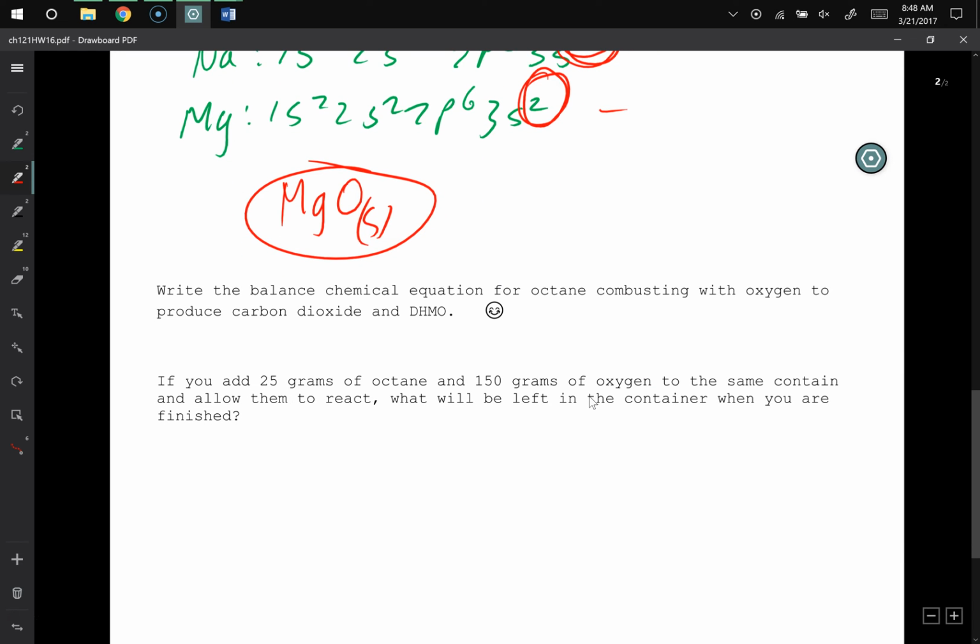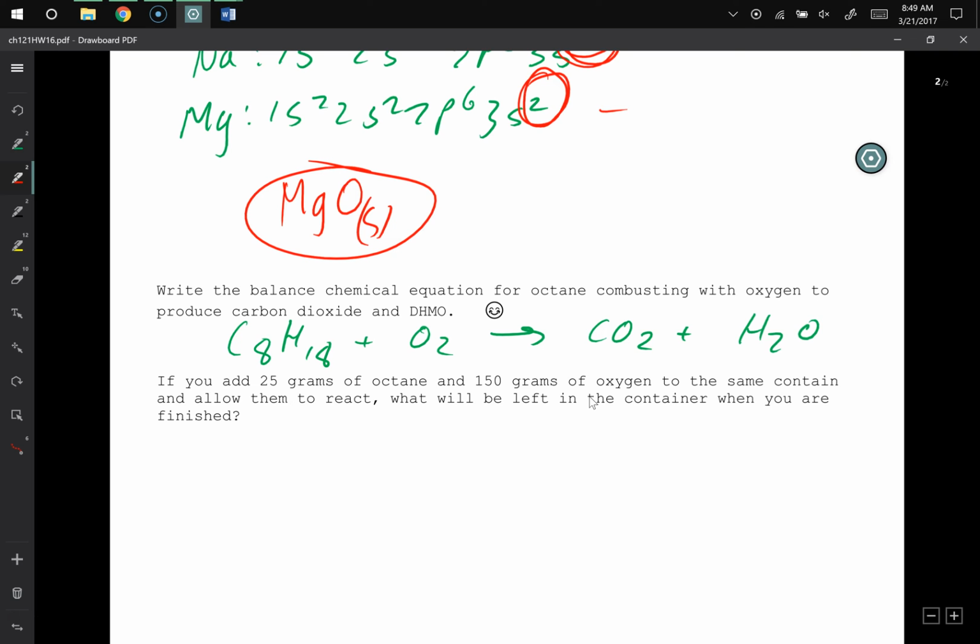All right, write a balanced chemical reaction for the combustion of octane with oxygen to produce CO2 and dihydrogen monoxide. So I've got C8H18 plus O2 yielding me CO2 plus H2O. Balancing it, what do I need? What's the problem with this problem right off the bat?